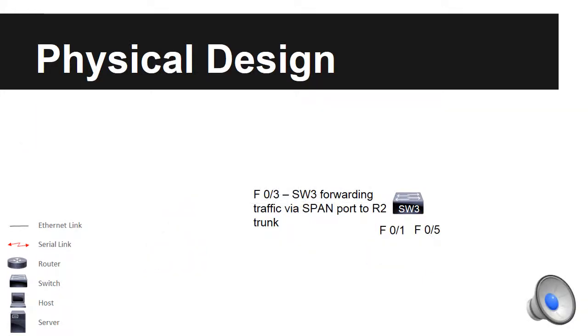Here we have switch 3 on its fast Ethernet interfaces. Its port 0/3 is for communications to switch 1. Its port 0/5 is for communications to Department C, and that'll be VLAN 4. And then its port 0/1 is for communications to Department B, which is its VLAN 3.